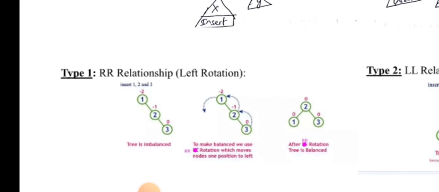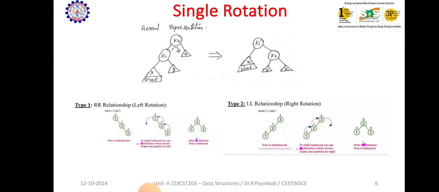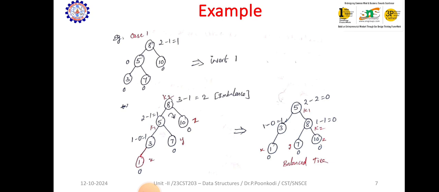If we are going to the RR rotation, the left rotation should take place. You can consider this diagram. The value is -2. In this case also we have to fix k1 and k2. In this case, k2 should be the root node, then x and y will be on the left and right. Okay, you can consider this example.